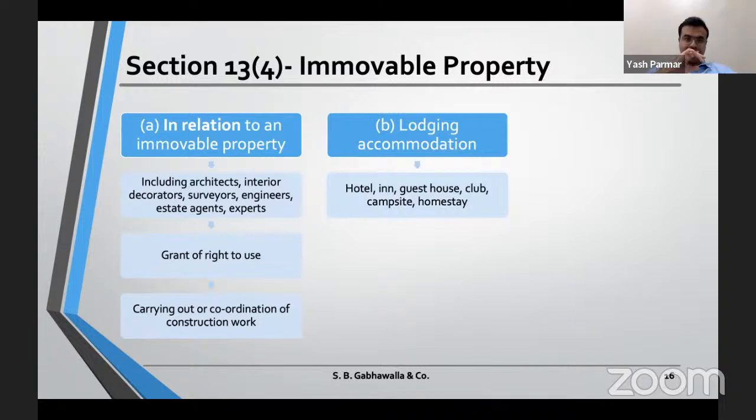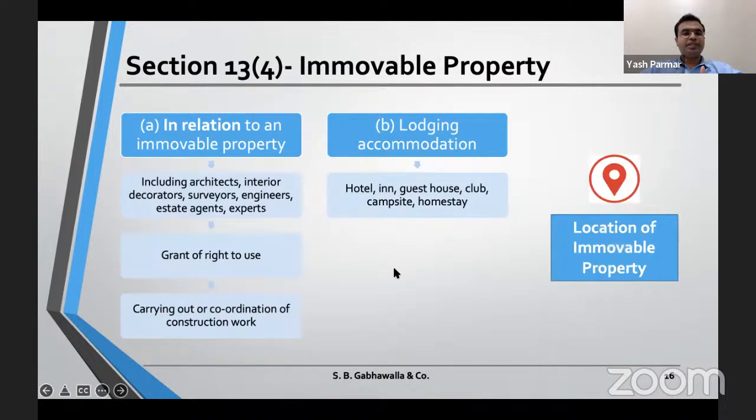This particular subsection says that the place of supply of services in case of transactions which are in relation to an immovable property, including the services provided by architects, interior decorators, surveyors, engineers, estate agents, or experts, which also involve grant of right to use such immovable property, or services in relation to carrying out or coordination of construction work, or services in relation to lodging or accommodation, which are primarily done by hotels, guest houses, clubs, homestays, etc. In such kind of transactions, for such services in relation to an immovable property, the place of supply of service shall be the location of the immovable property.